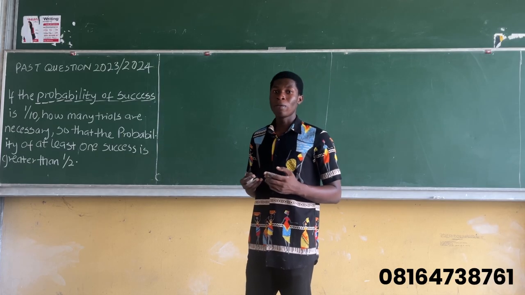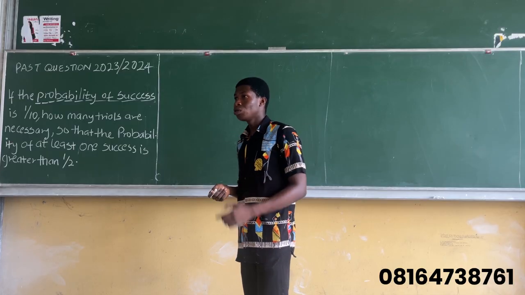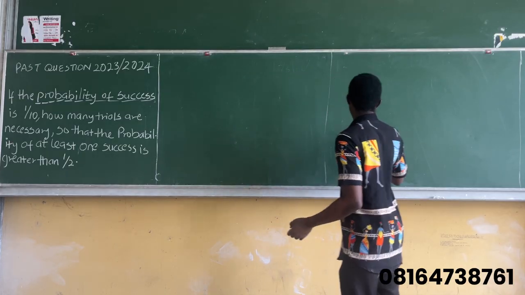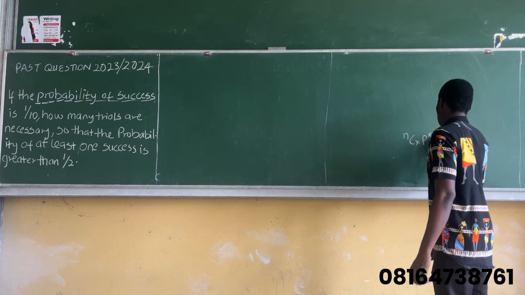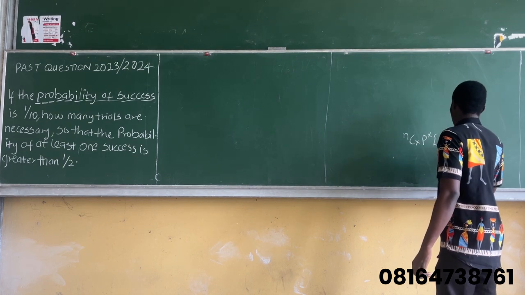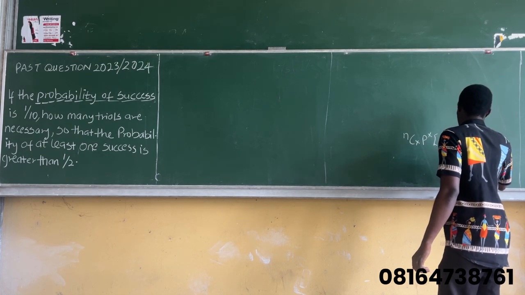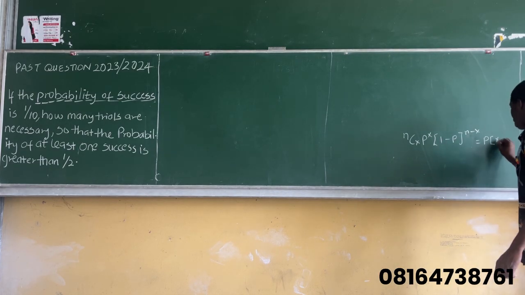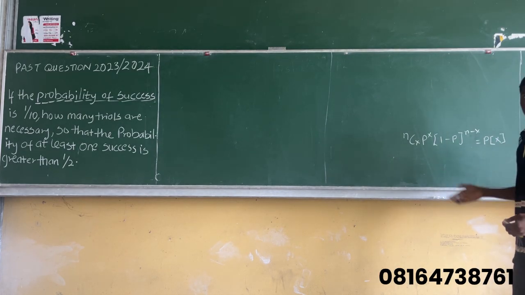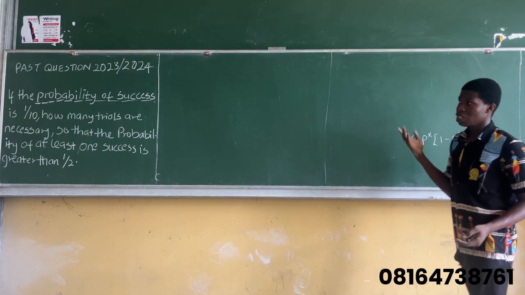So this is a binomial distribution formula. I'll be using the formula whereby nCx p^x (1 minus p)^(n minus x) is equal to the probability of the success x. So now we'll be using this formula to work out this equation.